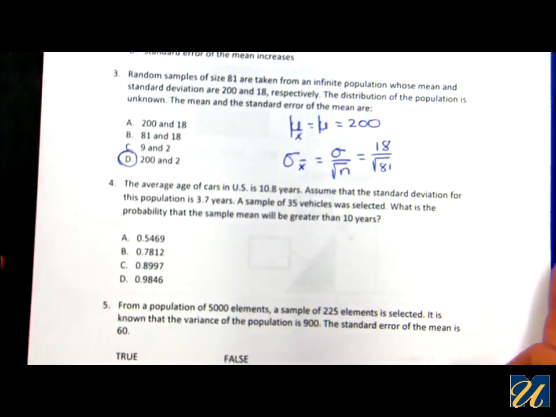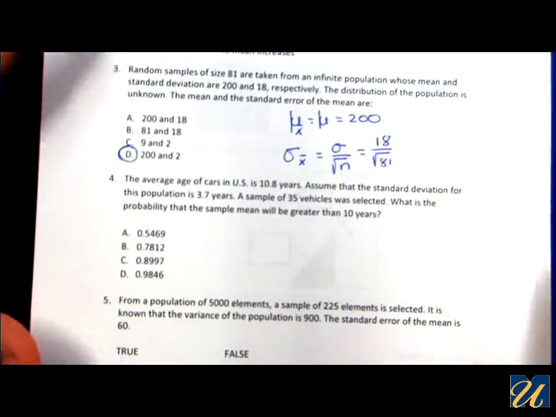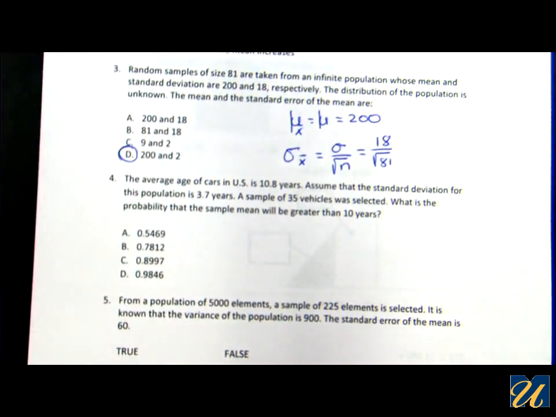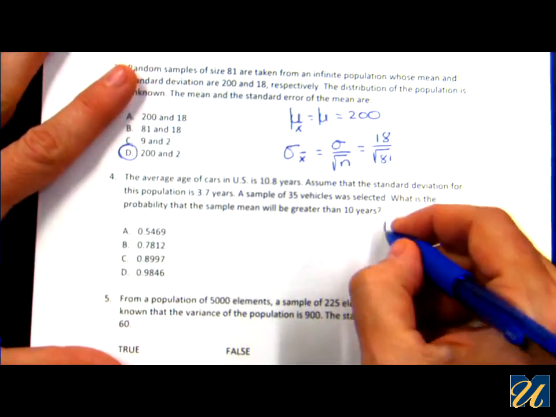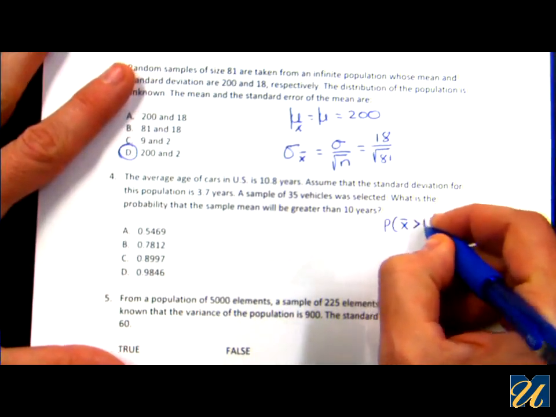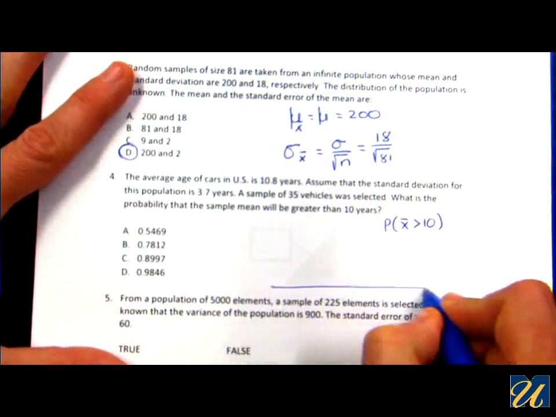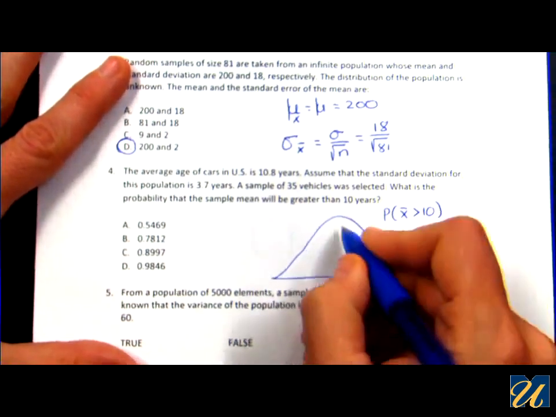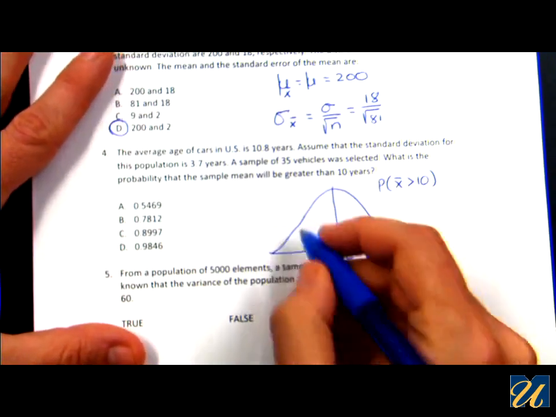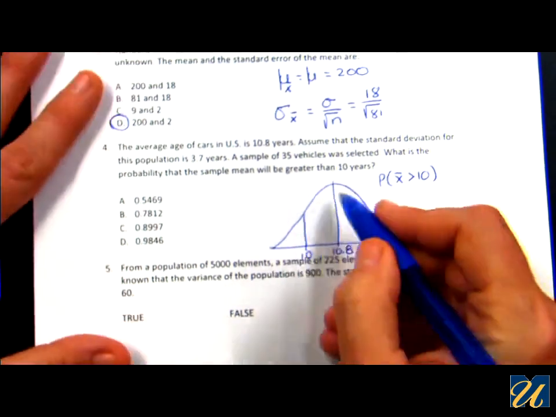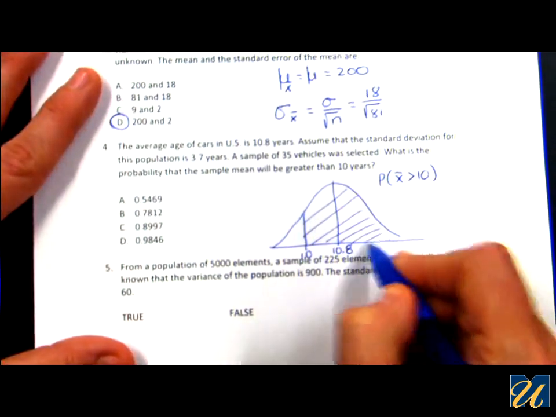The average age of cars in the US is 10.8 years. Assume that the standard deviation for this population is 3.5 years. A sample of 35 vehicles was selected. What is the probability that the sample mean will be greater than 10 years? So we are looking for x bar to be greater than 10. So normal distribution, mu x bar, same as the mu, 10.8. 10 is to the right, greater than 10. I'm looking for this whole area.